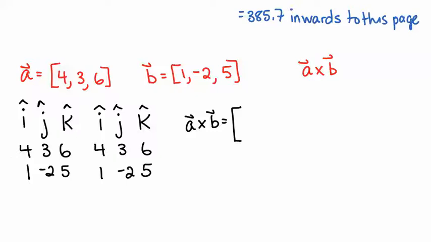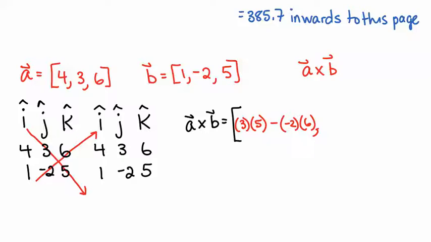Okay, so we're figuring out our i component, our x component. We start at i and point down, so we multiply 3 and 5 together, so 3 times 5, and subtract from that the other product, the one pointing towards i: negative 2 and 6, so negative 2 times 6. So that's our x component.